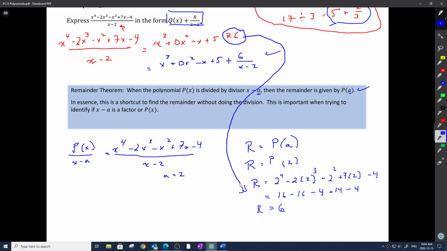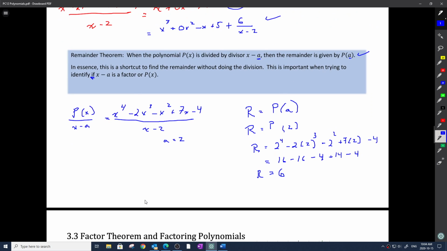Why might the remainder theorem be so important? In essence, this is a shortcut to find the remainder without doing the division. It is important when trying to identify if x minus a is a factor of p of x. What does this have to do with factors? Again, last example with numbers.